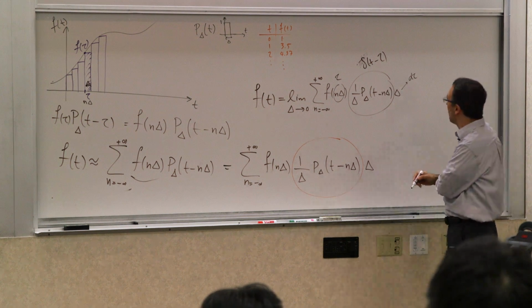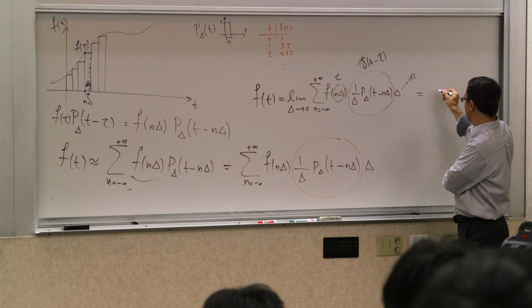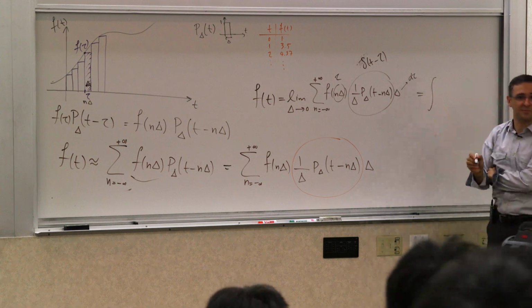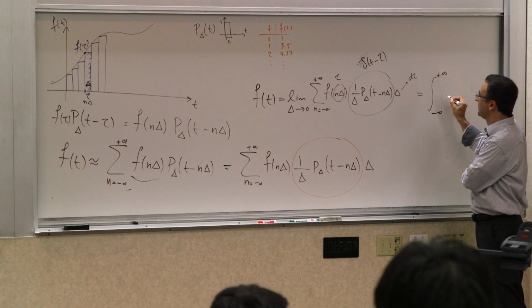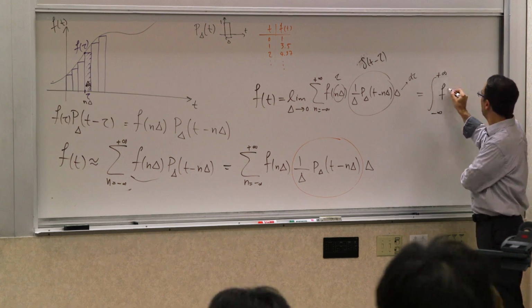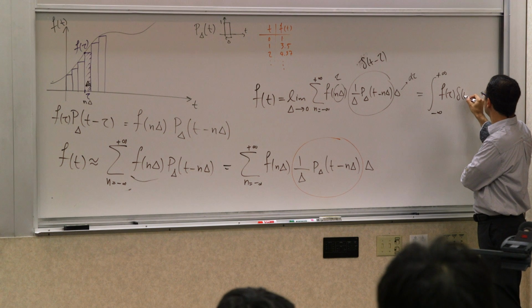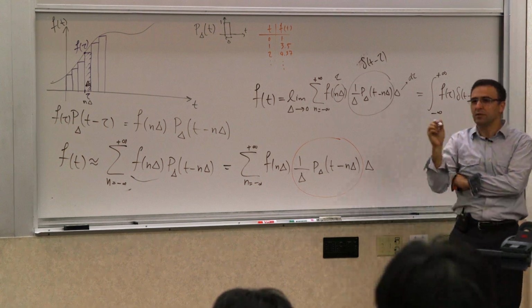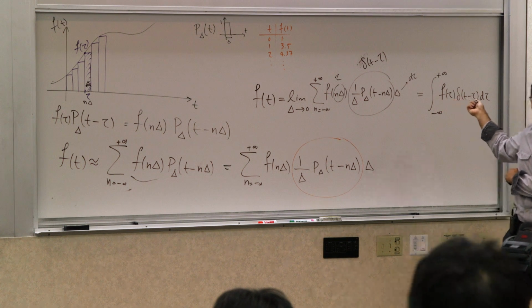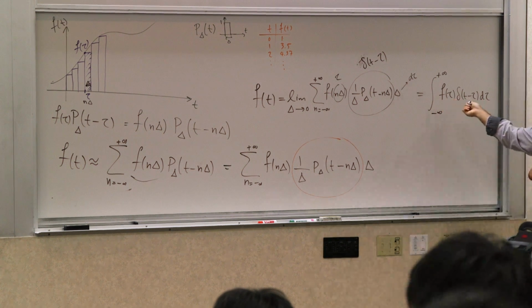And what does this become? Right? So there's another notation for this sum, which we did last time: the integral of f of tau, delta of t minus tau, d tau. We derived this in a different way. We called it the sifting property, right? But this is what it means.